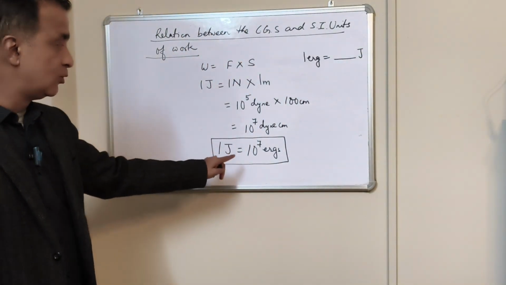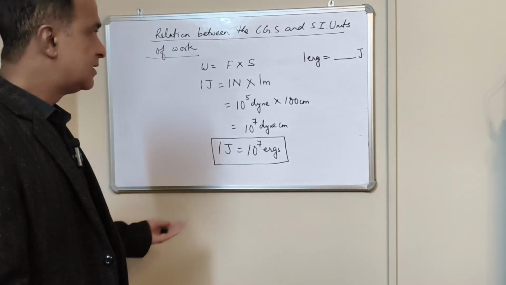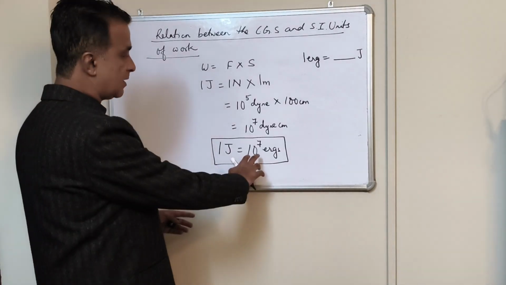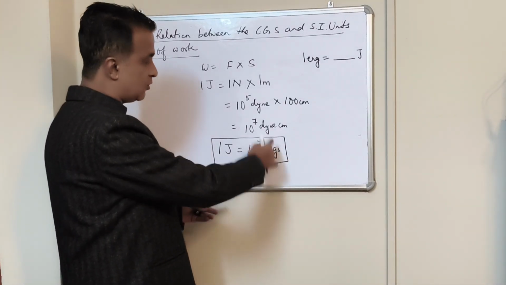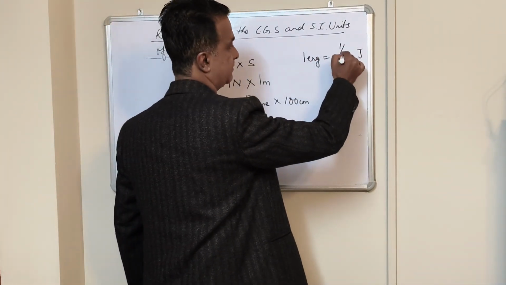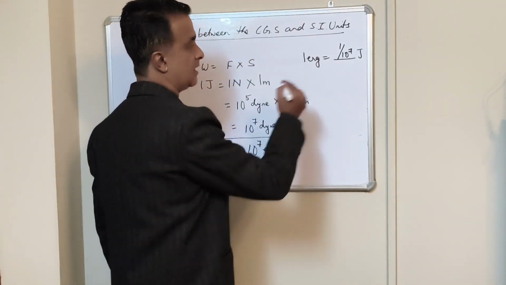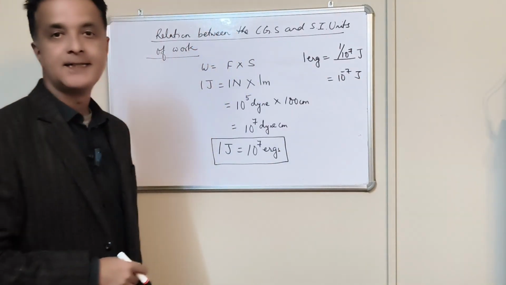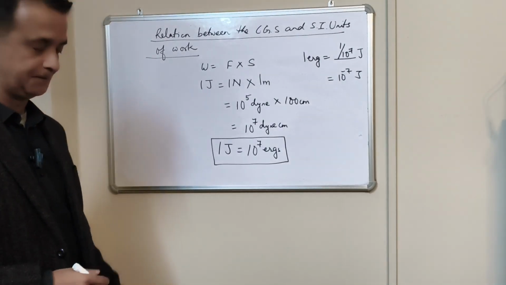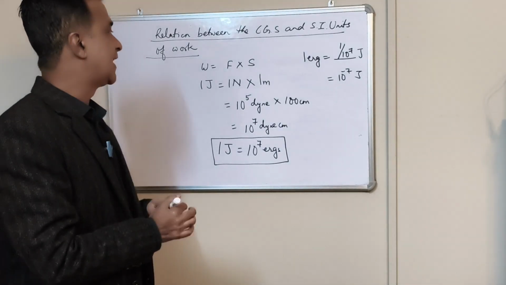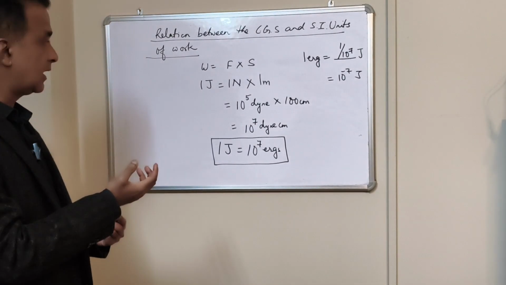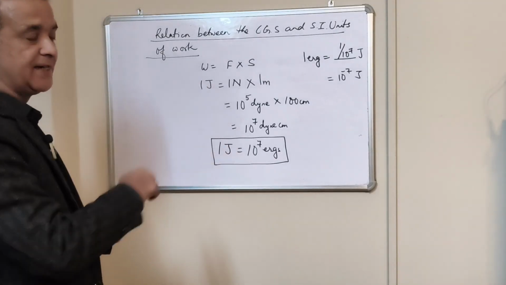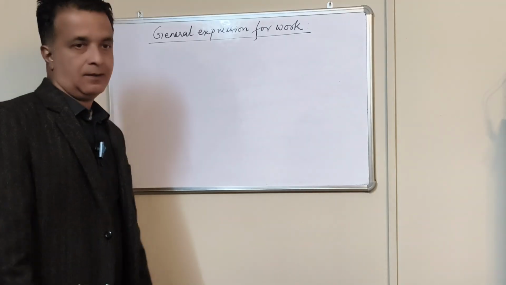Any relation between two units, if you're asked the other way around, just reciprocate. 10 to the power 7 is the relation this way. You write 1 by 10 to the power 7. This is how it is related. So basically, we can say 10 to the power minus 7 joules. 1 erg is 10 to the power minus 7 joules. So this was regarding the units of work and the two units, how they are related with one another.